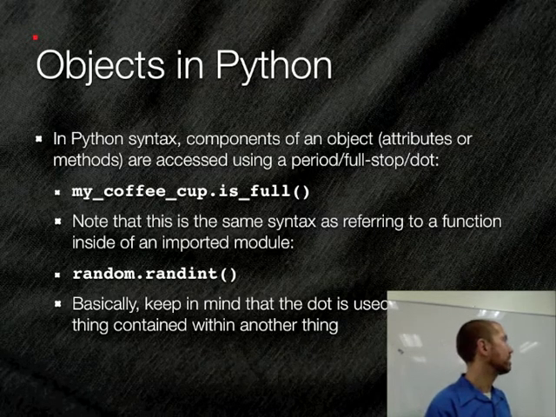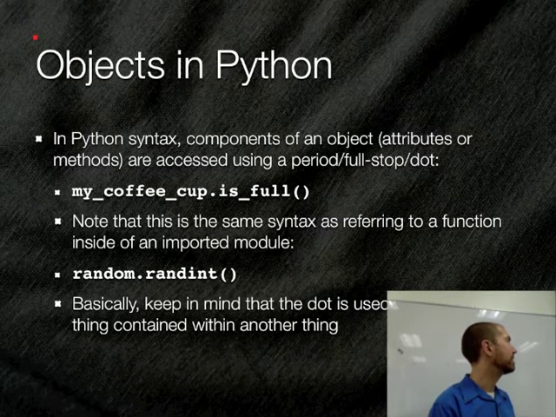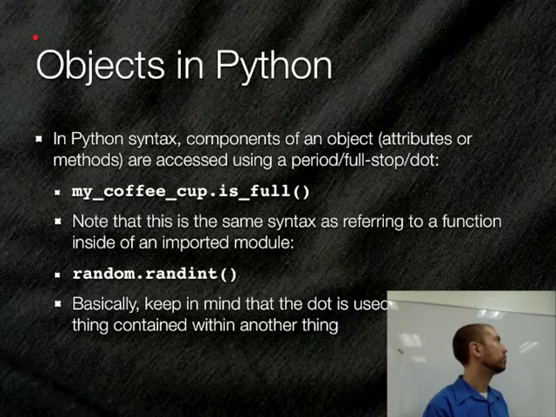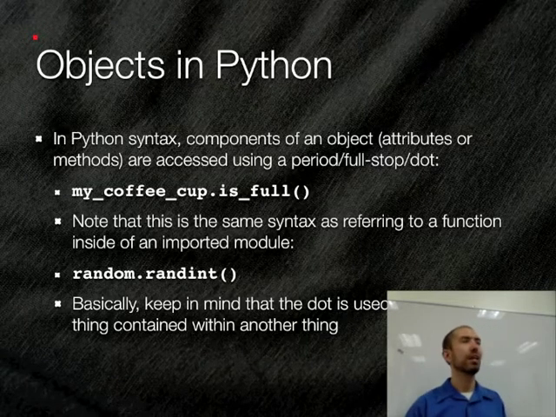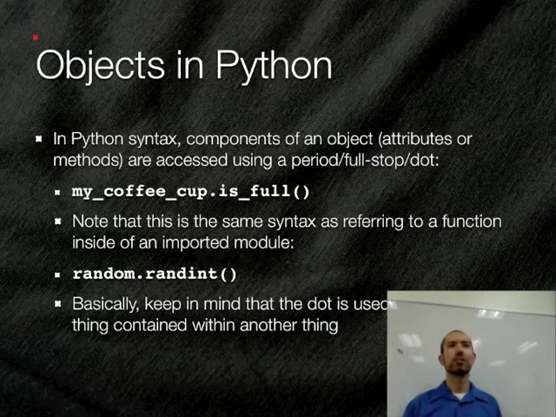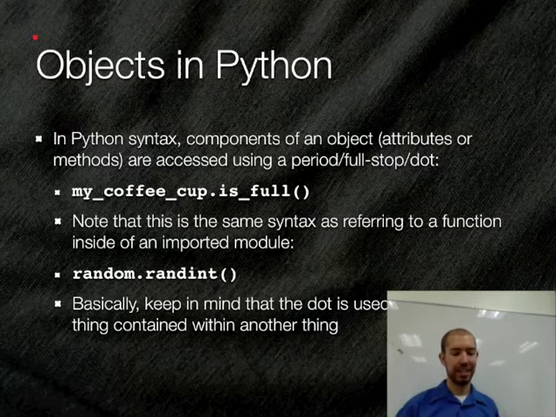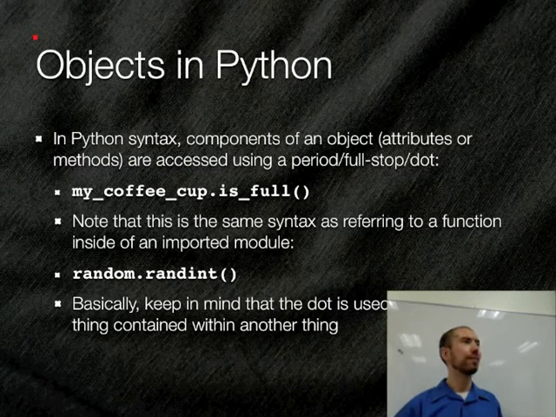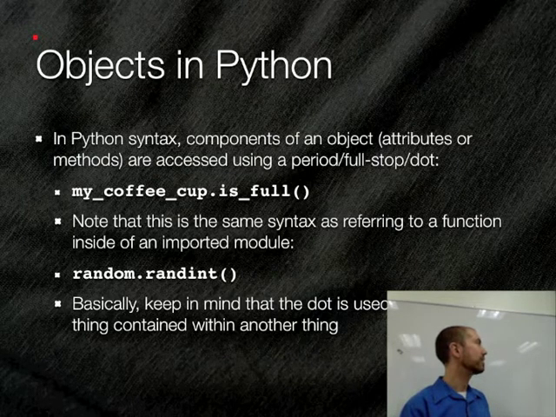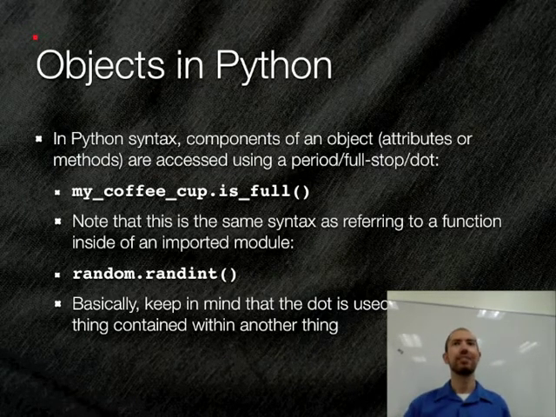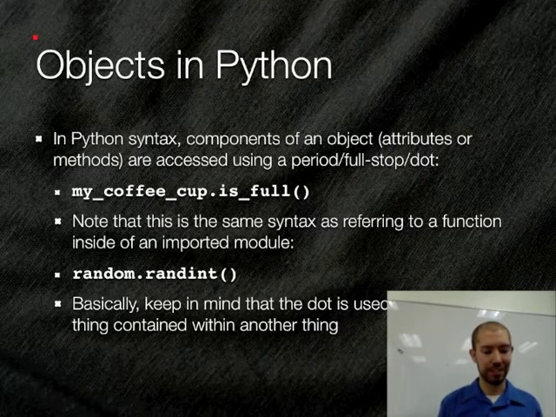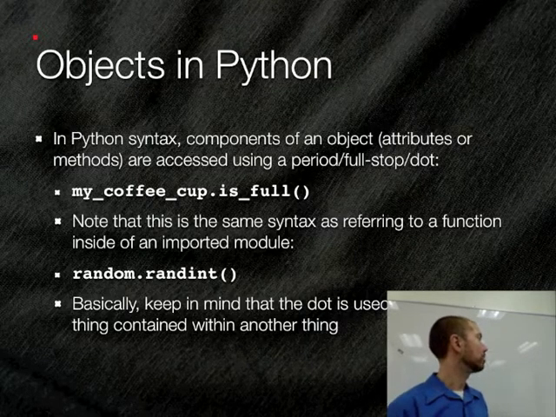So in the case of randint, it's saying look for a function called randint inside the random module. Here it's saying look for a function called isFull inside a coffee cup object. Does that kind of make sense to people? So the dot is just, you can think of it like, I think we talked about this before, the example was that in this syntax, you would refer to me as Johnson.Matthew, right? Because in the general Johnson group, there's a Matthew contained within the Johnson clan. So think of it kind of that way.